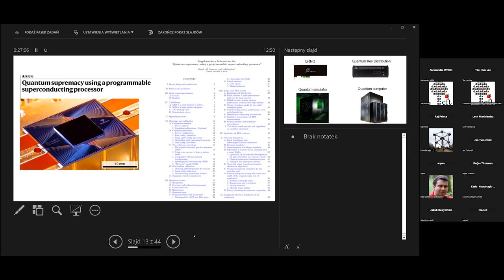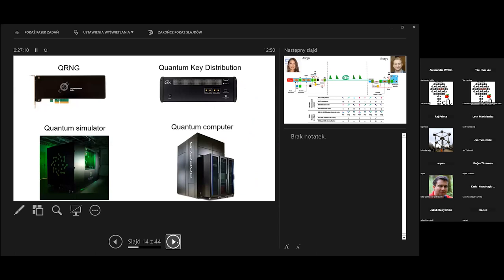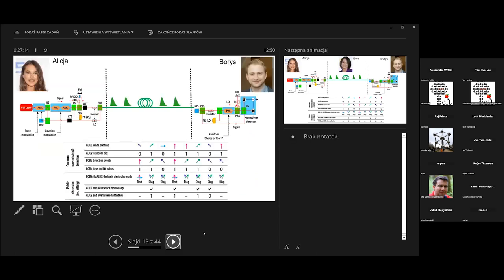So this problem that you have to trust the implementation is even worse for quantum cryptography, and for instance, for quantum key distribution. In quantum key distribution, you have two parties, Alicia and Boris, who want to exchange some secret key. I hope you know these guys.